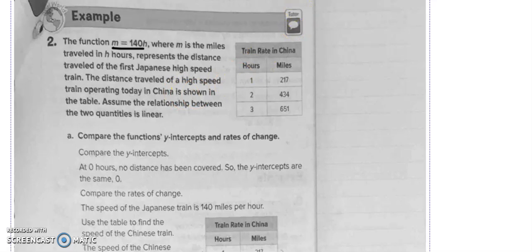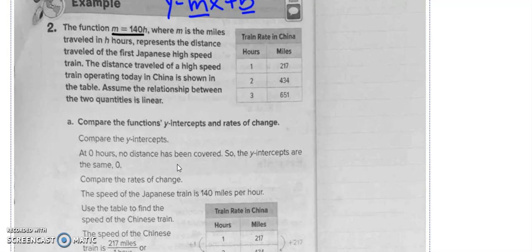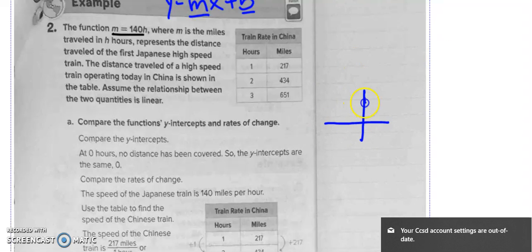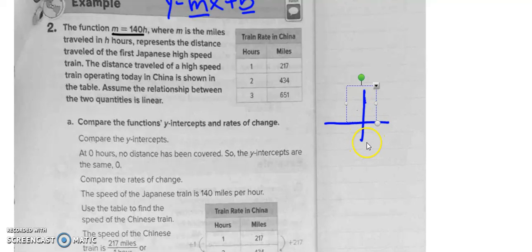So recall that we have our equation y equals mx plus b, where b is the y-intercept and m is the slope, and our slope is going to be our rate of change. So comparing the y-intercepts, we could think of, on our graph, the y-intercept somewhere around here, anywhere on this y-axis, and on the y-axis, x is equal to 0. So we're looking for when our input, our x, equals 0 in the table. That would be 0 hours. So after 0 hours, no distance has been covered. The y-intercepts are the same. The train hasn't started moving.